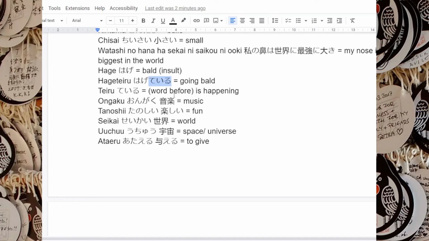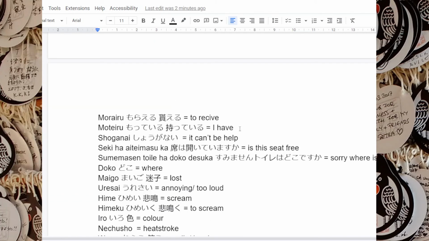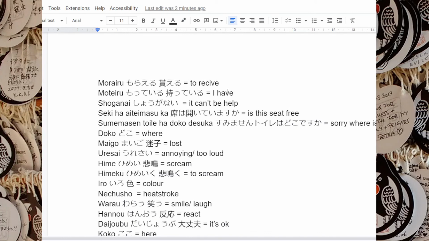Ongaku, the thing that Nagzz likes to avoid. I love this kanji combination, by the way, because it literally means noise fun. Noise fun is music. How awesome is that for a kanji combination? Brilliant, isn't it? Tanoshi. As you notice, it's in the music part. Literally means fun. Sekai, as just explained, is the world. Uchu, space, universe. Ataeru is to give. Moraeru, to receive. I've put so many in here. Motteiru is to have.